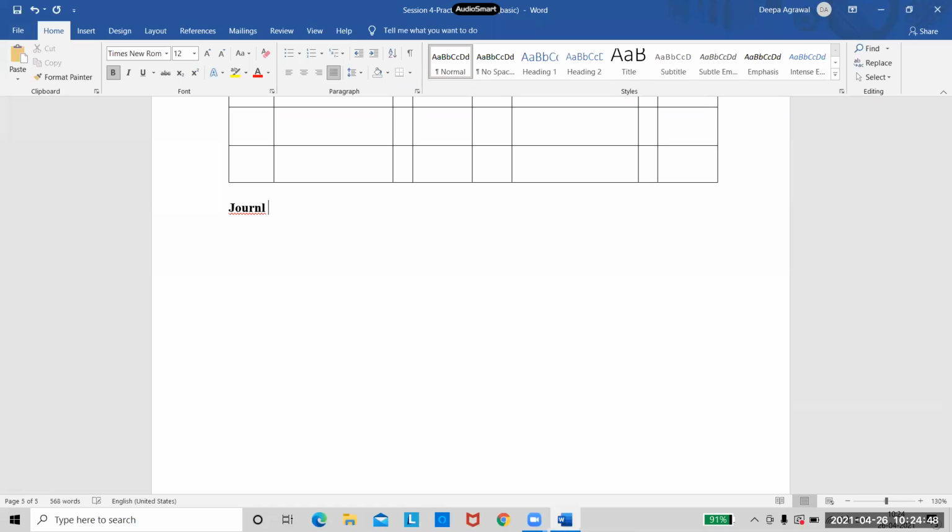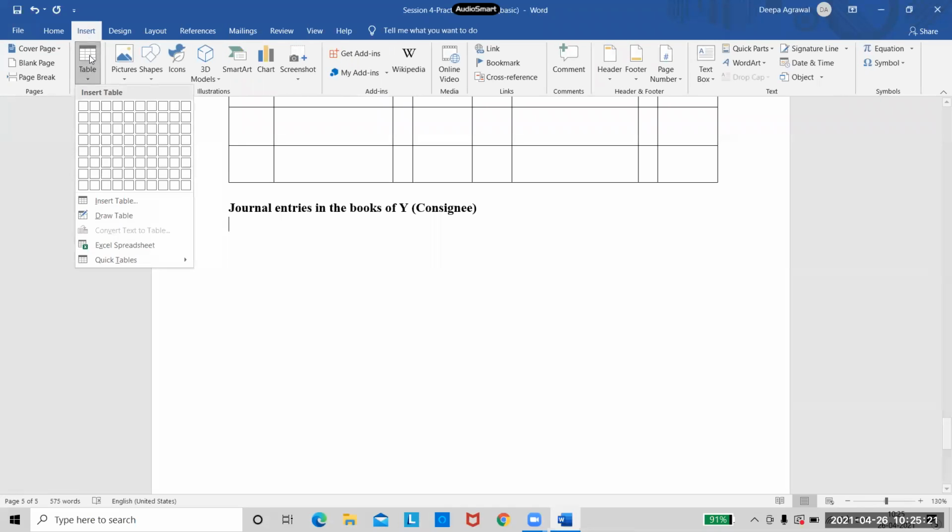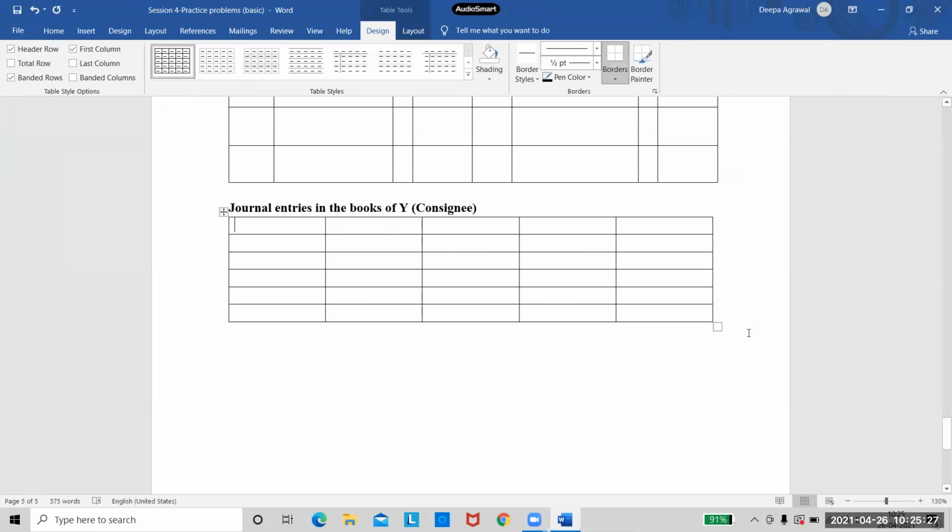So first, journal entries. Journal entries in the books of consignee. And who is the consignee here? It is Y, right? In the books of Y, and Y is the consignee. So in brackets, we will write it as consignee so that we remember. And everyone knows the pro forma of journal. How many columns does your journal have? 5 columns, correct. So we will have the 2 amount columns.